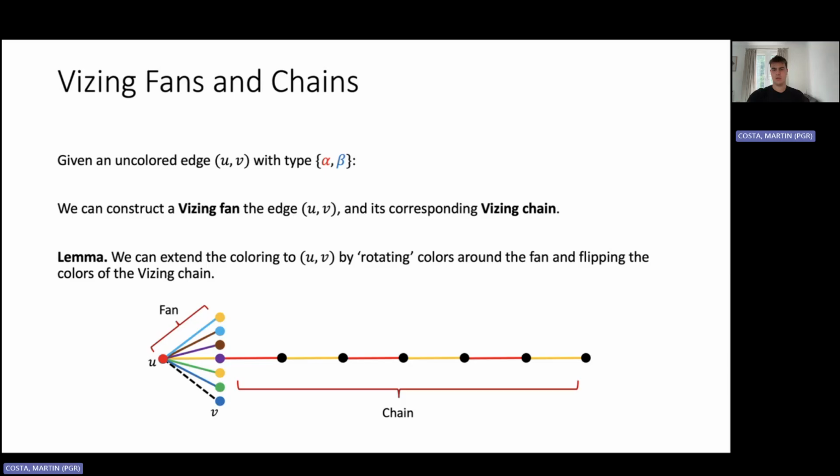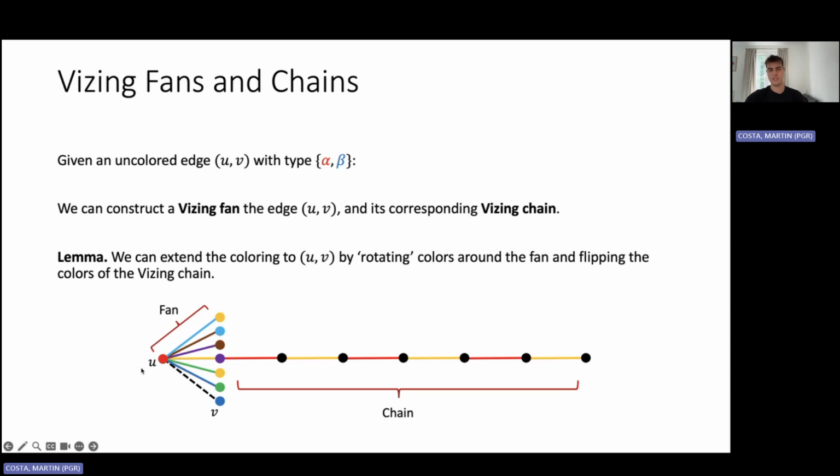Okay. So Vizing showed that you can always extend the coloring to this edge UV by rotating colors around this fan and then flipping the colors of the Vizing chain. Okay. So we can observe that, having a look at this diagram here, the sequence of colors appearing in these edges is the same as the sequence of missing colors appearing at these vertices in the Vizing fan. And what this means is that we can shift or rotate this fan by shifting the colors of these edges down this fan. So we can move this color blue from this edge down to the edge UV, and this color green down to this edge, which is colored blue, and so on.